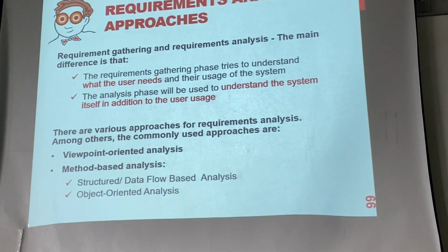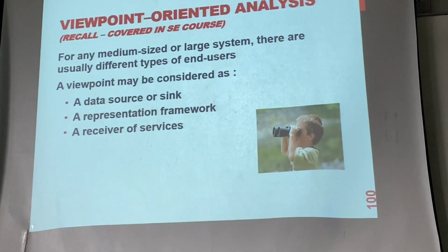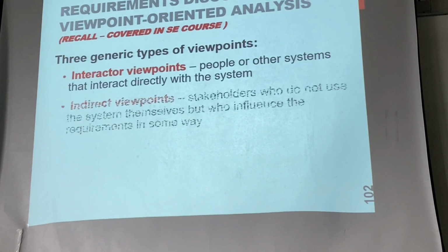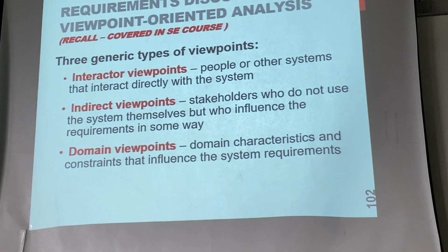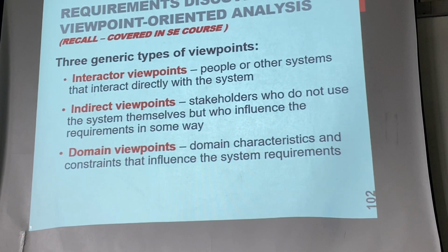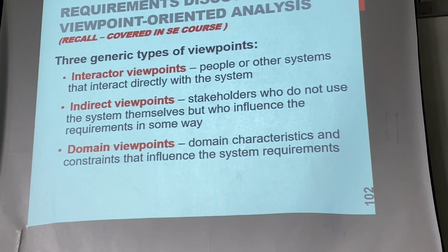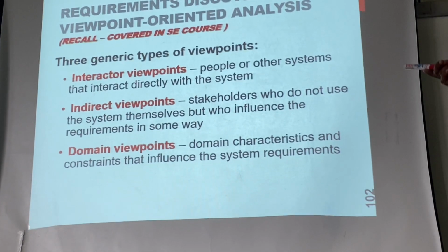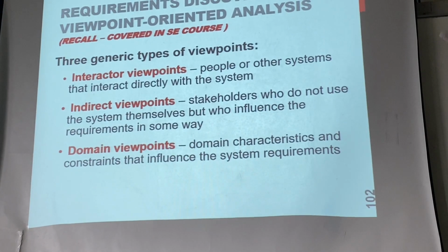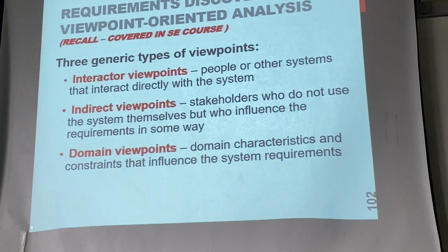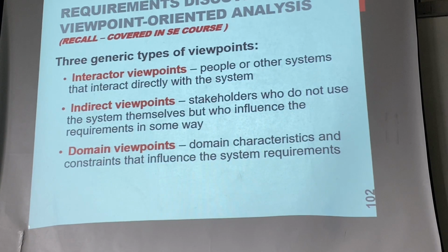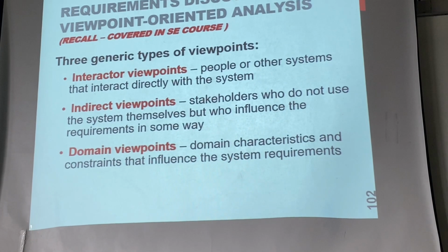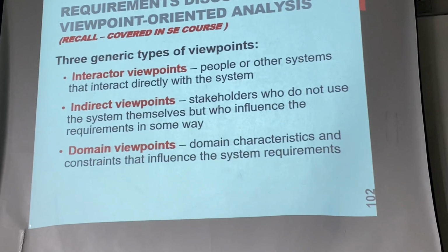Now I told you I will explain during the lecture, so today I will show you. If you are going for viewpoint oriented, I want you to identify and explain briefly what you mean by interactor viewpoint for your project, what you mean by indirect viewpoints, and what you mean by domain viewpoint. After you identify all 3, explain briefly and list down all the stakeholders of the viewpoints. Who are your interactors, who are your indirect, and who are your domain viewpoints.